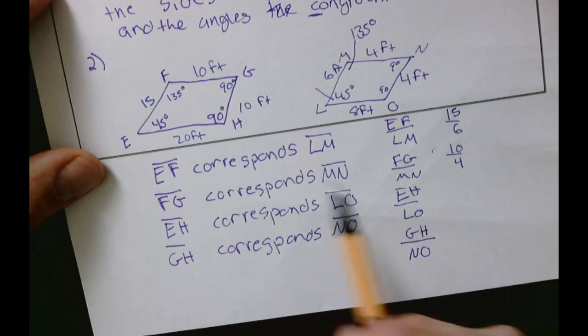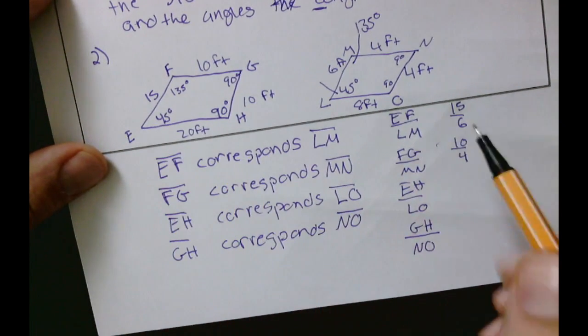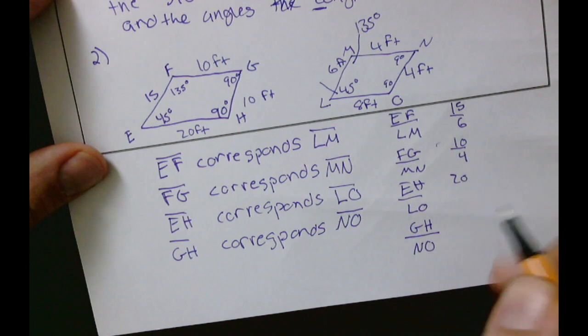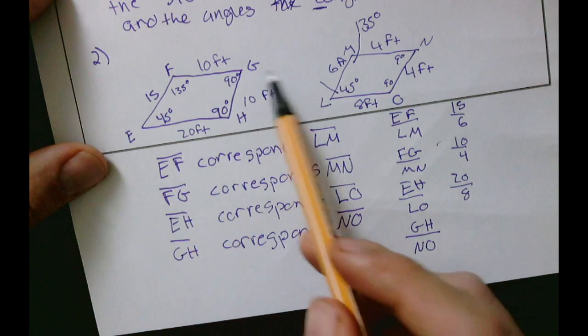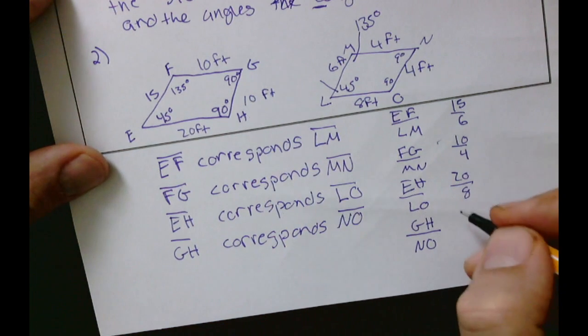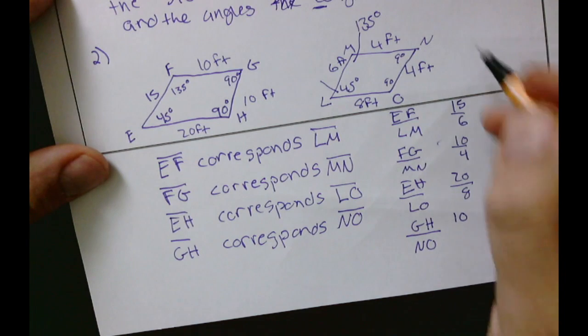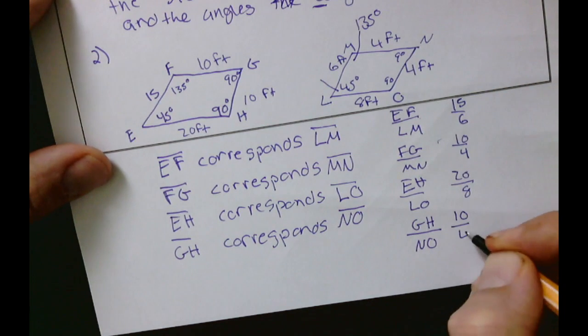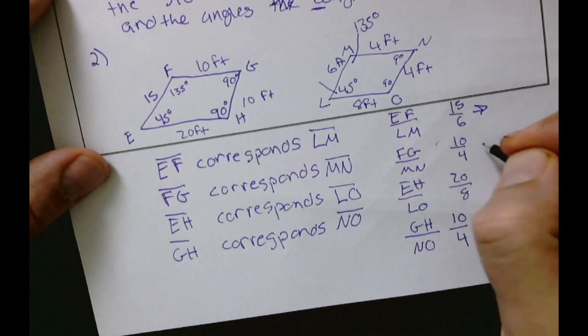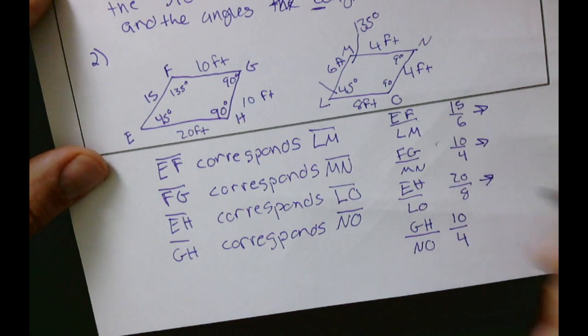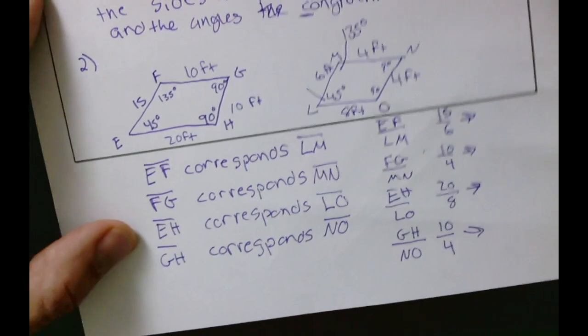We've got EH, which is 20, and we've got LO, which is 8. Finally, we've got GH, which is 10, and we've got NO, which is 4. Do you remember what the last thing is we've got to do? Well, we've got to make sure we simplify our fractions.